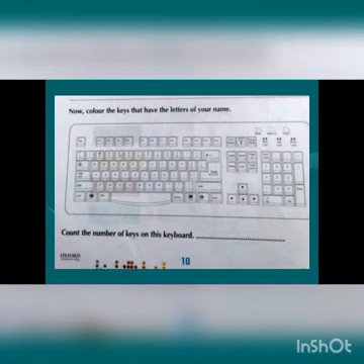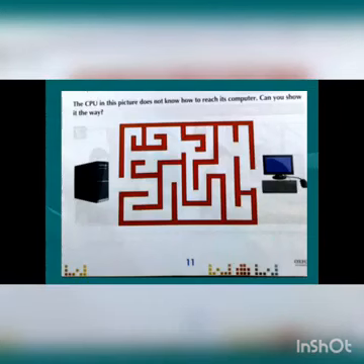Dear students, do you remember how many keys are there on keyboard? You have to count the keys and write the answer in blank given under the keyboard. Yes, there are 101 keys on the keyboard. Dear students, are you enjoying the lesson? Yes. Let's move towards our final exercise. Open your book at page 11.